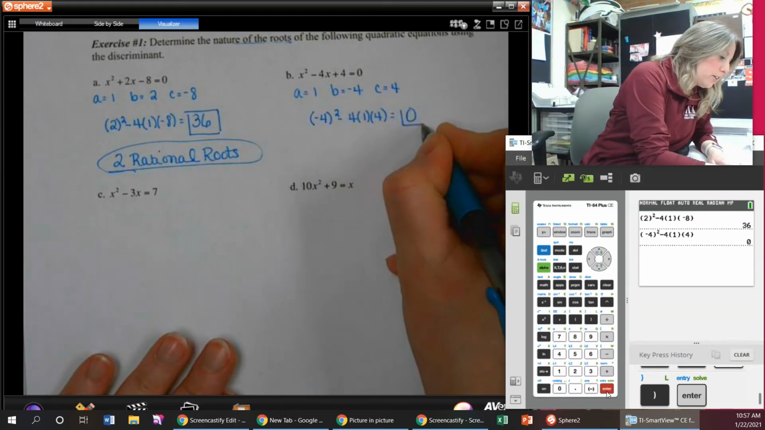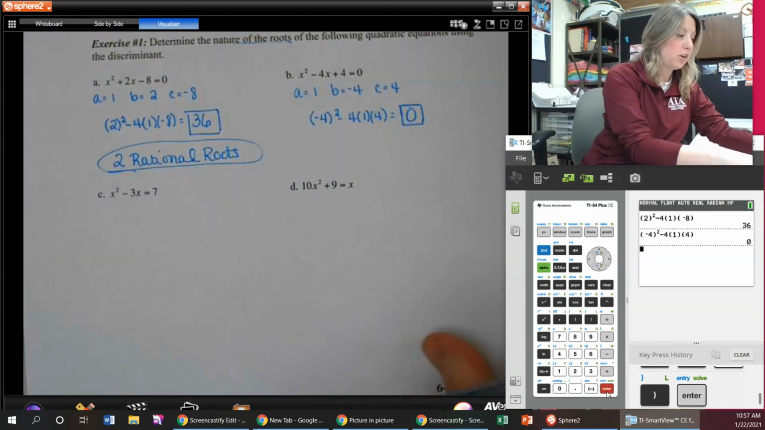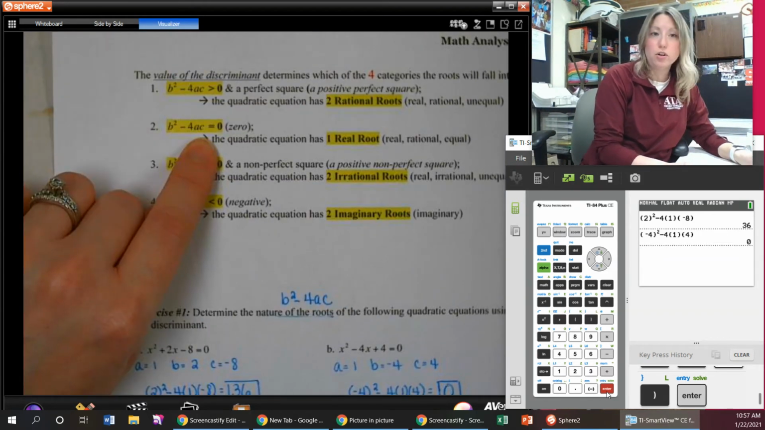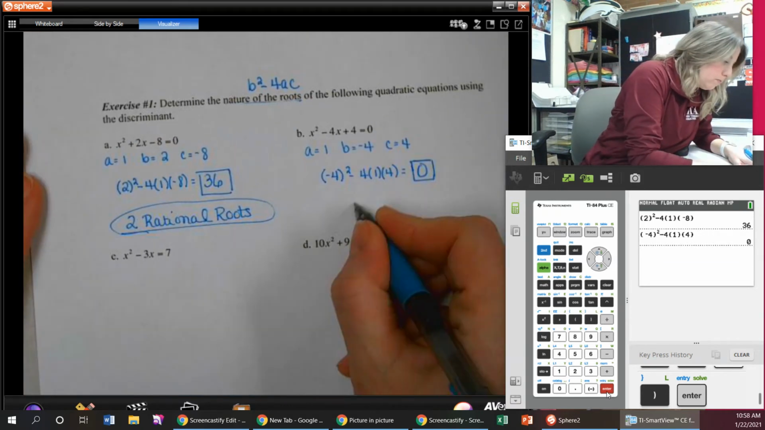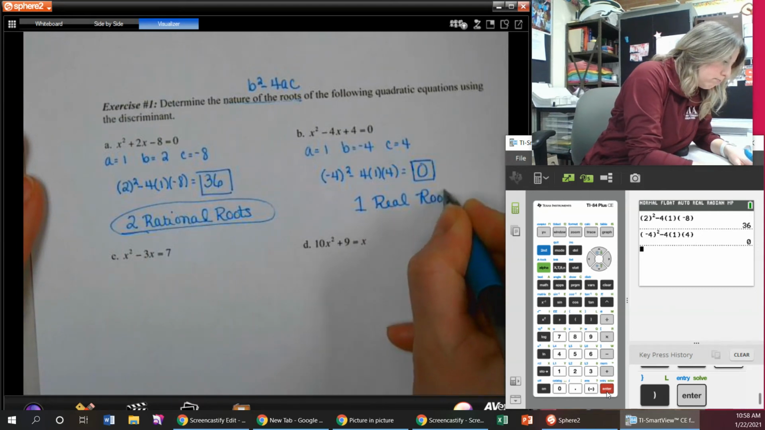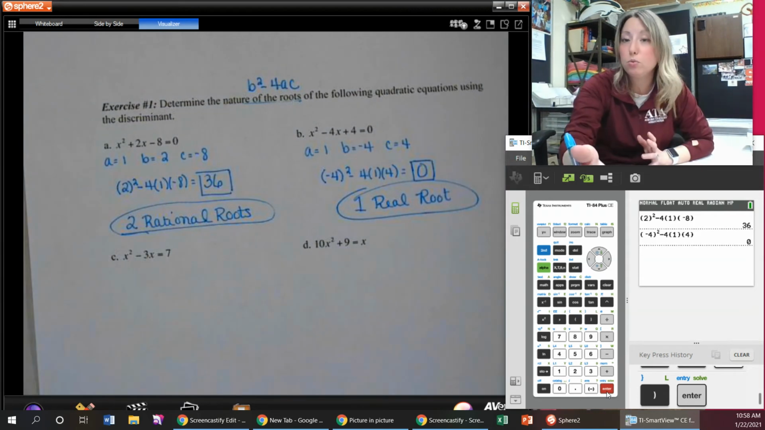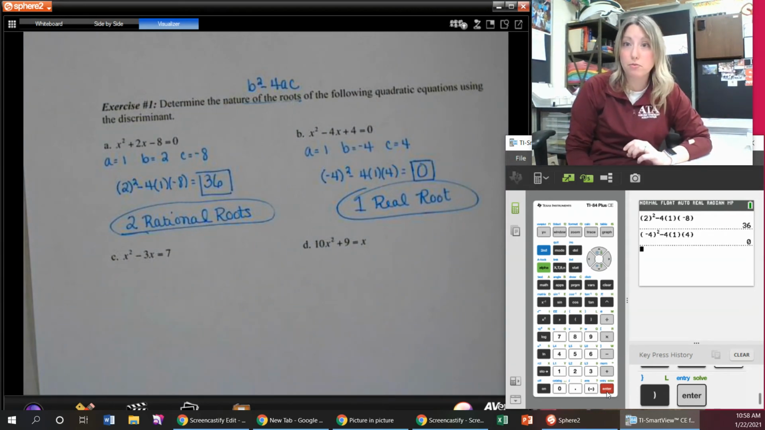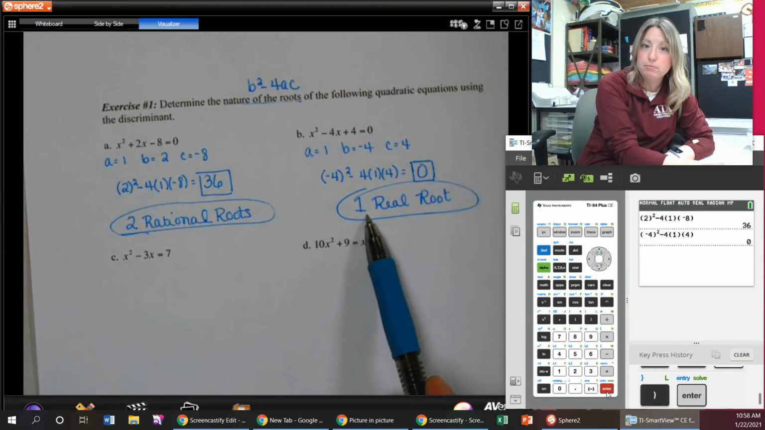So that's the answer to my discriminant. My discriminant is equal to 0. What does that mean the type of roots are? When your discriminant equals 0, your answer is 1 real root. Those are the types of roots you'll get. So when I continue using the quadratic formula to solve this and know what my actual roots are, it will be one of them.